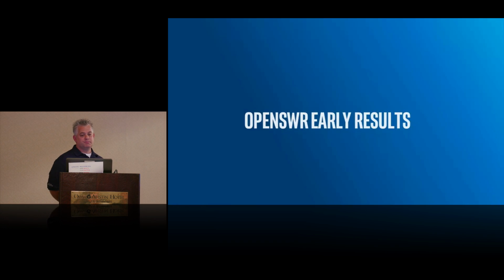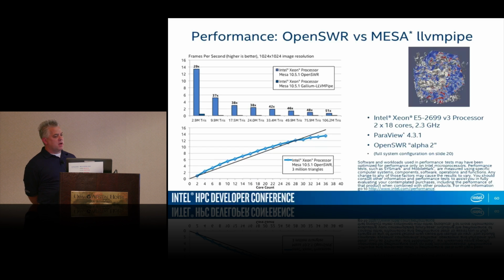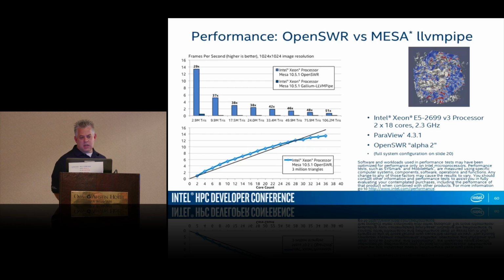Some of our early results. Here's a graph of OpenSWR versus the MESA LLVM pipeline. On the far left, we've got a 3 million triangle scene. The scene that we're running here is a turbulence workload with a textured clip plane running through the middle of it. It was being run on an E5 dual socket system where each socket has 18 cores. It's running ParaView 4.3.1, which is a fairly modern version of ParaView, and it's running the OpenSWR Alpha 2.